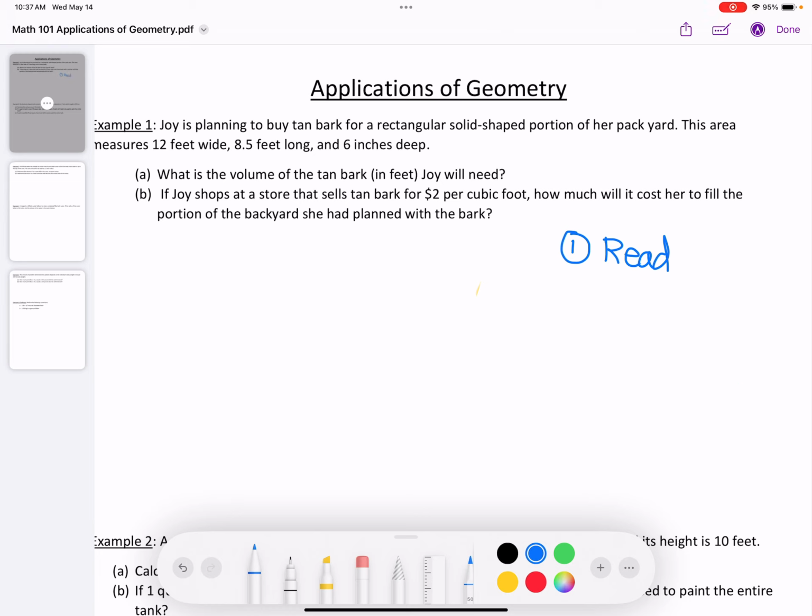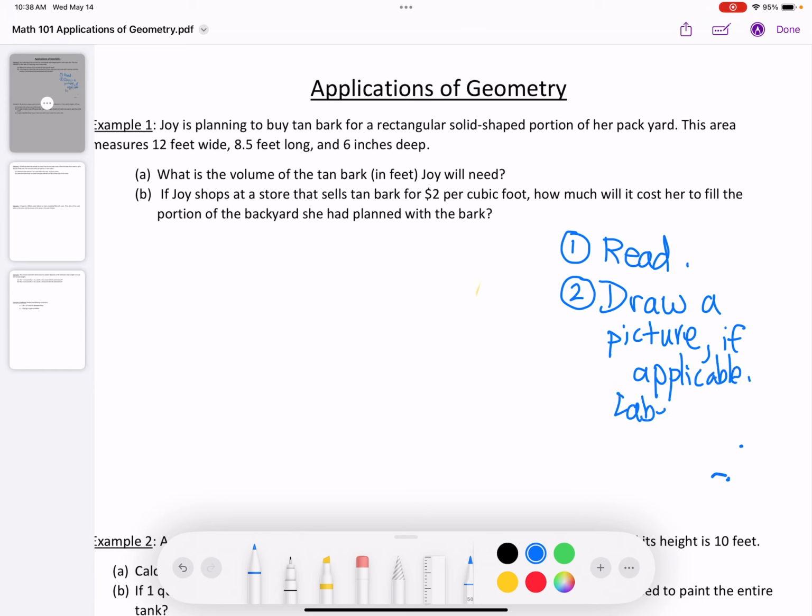Read the whole thing. Just to make sure all the words make sense and you can kind of imagine what they're saying. And then I would kind of reread it and draw a picture. If there's a figure that you're supposed to be finding the volume of or the area of or something, a picture, if it's applicable. Sometimes there's nothing really to draw. And then label anything you know about it. Like if it's a circle, maybe you can draw the radius or write the radius if it's given, stuff like that.